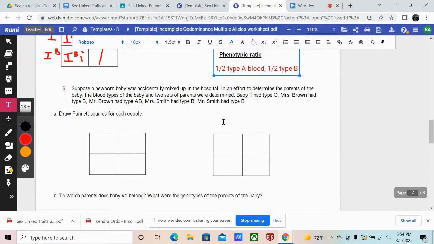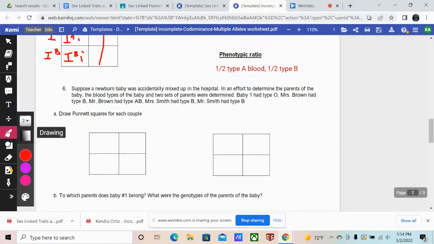All right, so now number 6. Suppose a newborn baby was accidentally mixed up in the hospital. In an effort to determine the parents of the baby, the blood types of the baby and the 2 sets of parents were determined. Baby 1 had type O. So baby 1 has this genotype, little i, little i. So anyways, I'm going to go ahead and put little i in here, because one of these parents is going to be able to make that. It's either the Browns or the Smiths. One of them is going to get that genotype. And let's see which one can do it.